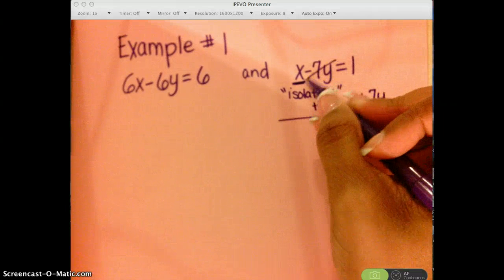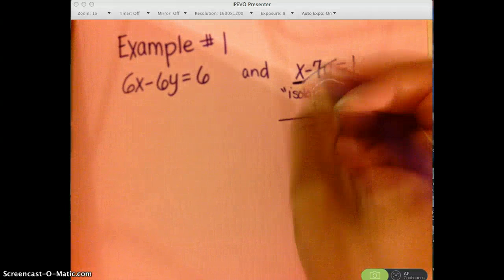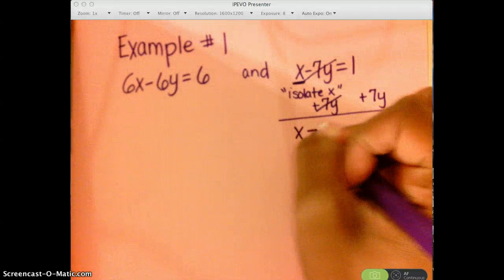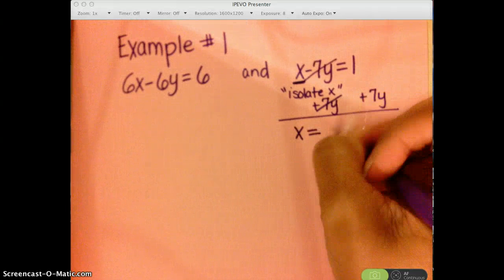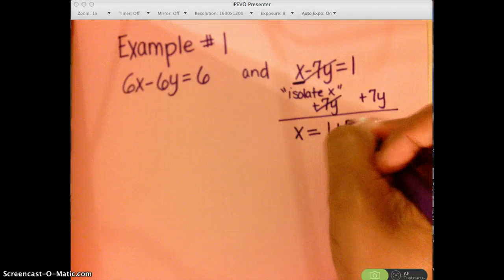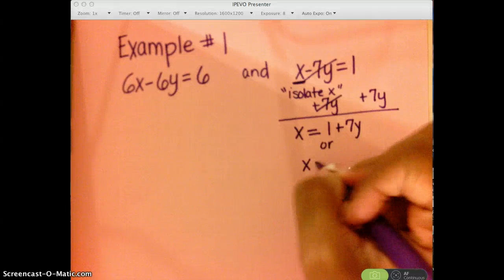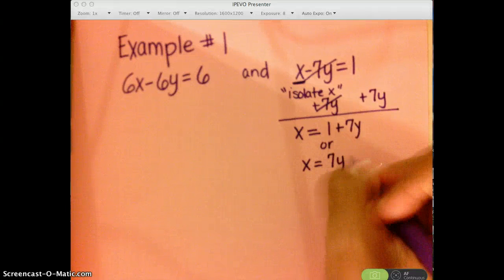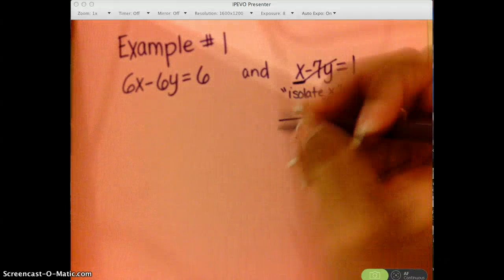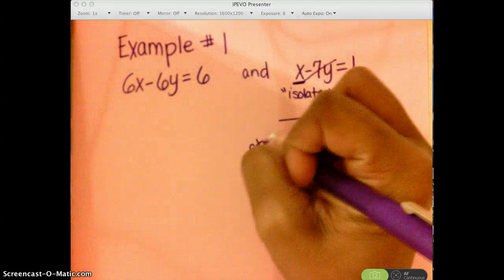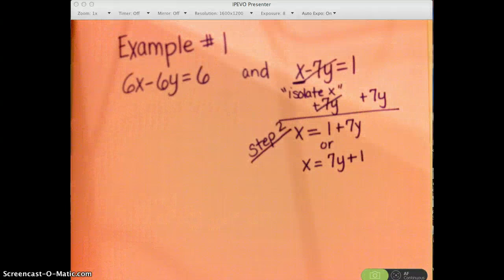This negative 7y and this positive 7y cancel, and we're left with x equals 1 plus 7y. These are not like terms, so you can just write it as 1 plus 7y, or if you prefer, you can write x equals 7y plus 1. Those expressions are equivalent. Okay, so this is step 2. This is what step 2 tells me to do.